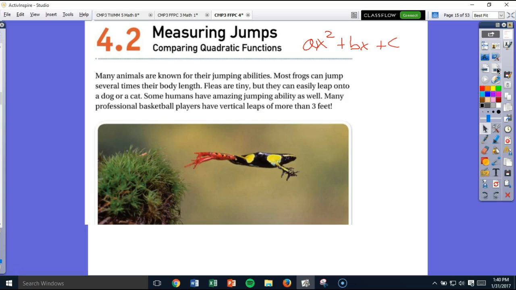Measuring jumps. Hey, look, there's a frog. Finally starting to figure out why they call it Frogs, Fleas, and Painted Cubes. So we're going to compare quadratic functions. A quadratic function is in the form of ax squared plus bx plus c.